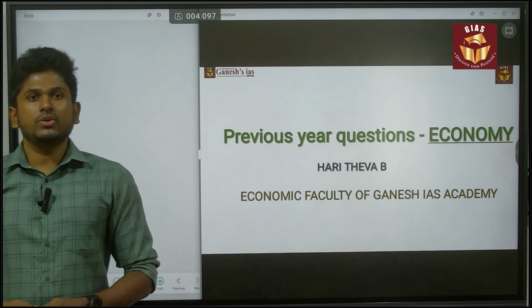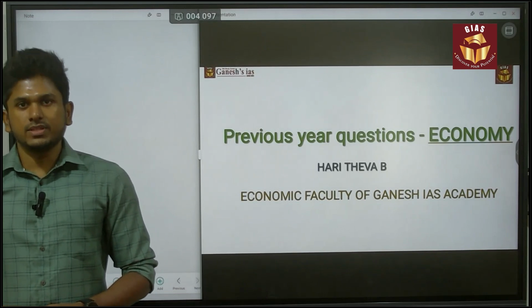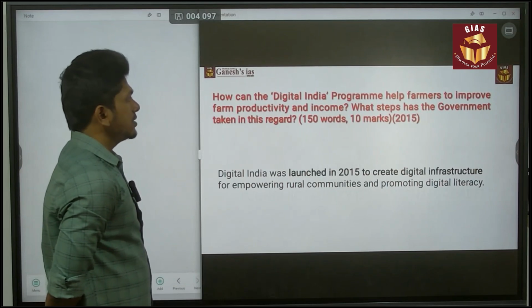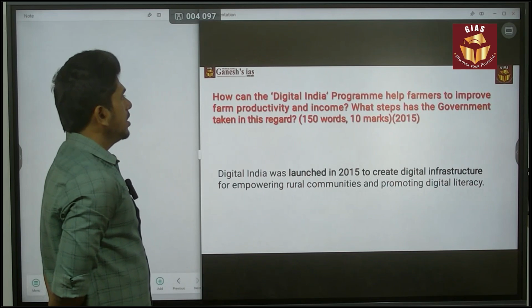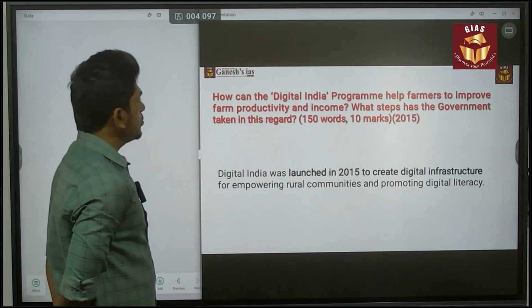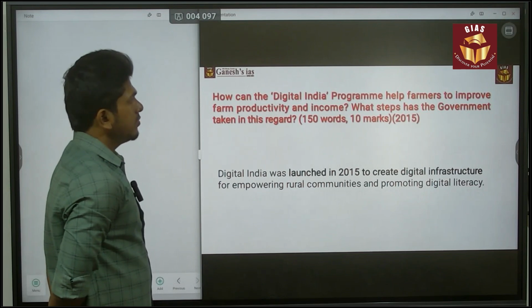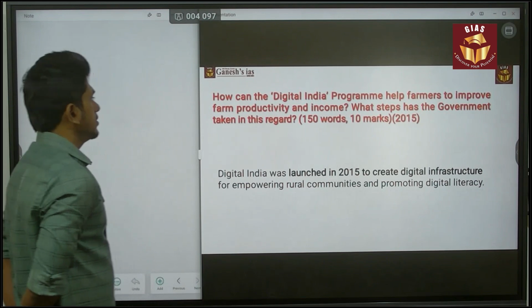In this session, we are going to discuss the previous year UPSC Mains economic question. Let's begin the session. This question was asked in 2015. It is a 150 words, 10 mark question. The question is about the Digital India program. How can the Digital India program help farmers to improve farm productivity and income? What steps has the government taken in this regard?